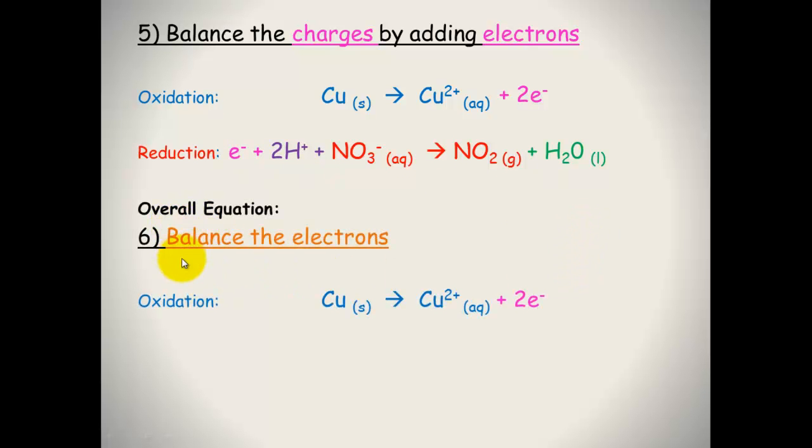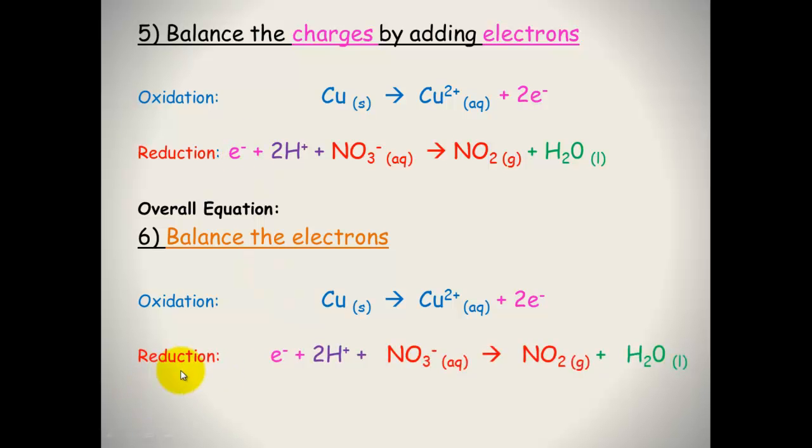So now it's time to write the overall equation. We need to balance electrons between the two half equations. In the copper equation, we have 2 electrons, and in the reduction half equation, we only have 1 electron. So we need to multiply this reduction equation by 2. So that all changes to a 2 in front, and of course hydrogen, because there was already a 2, becomes a 4.